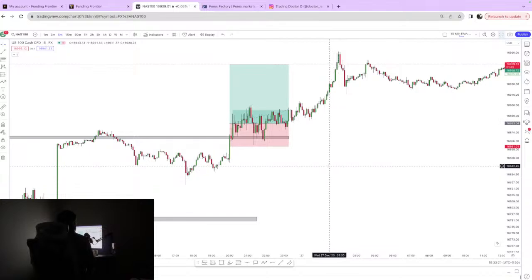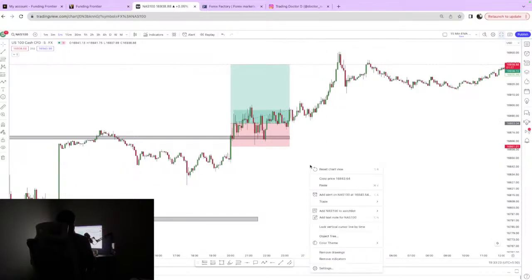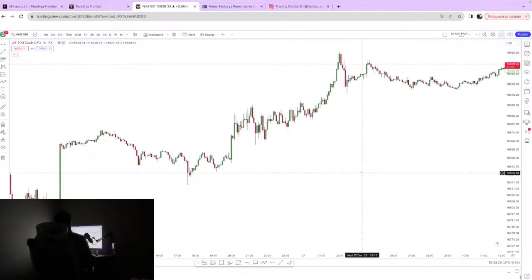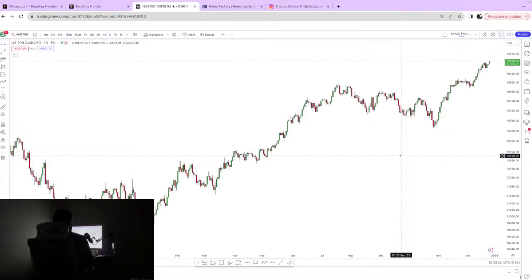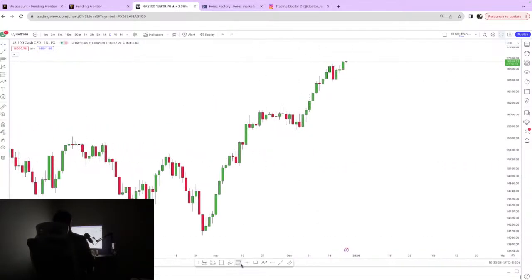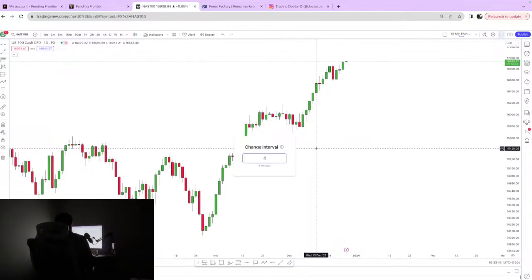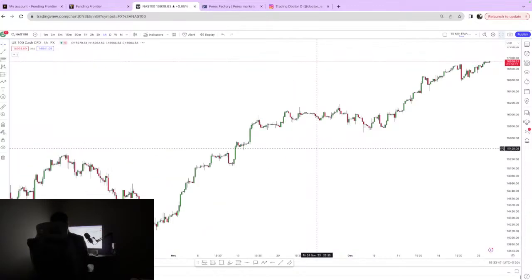Now let's start with today's session, and as you all know, we'll start by removing all the previous drawings, and we'll shift to the 1 day time frame and start the analysis. So it's clear what you can see: higher high, higher low, and once more a higher high. So bias is bullish. Now we'll shift to the 4 hour time frame.